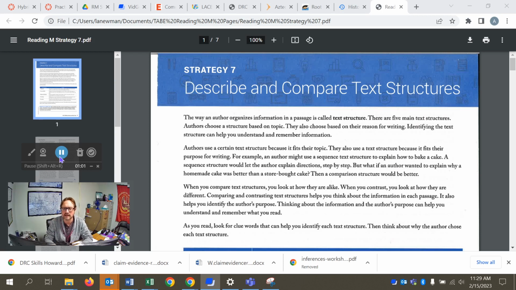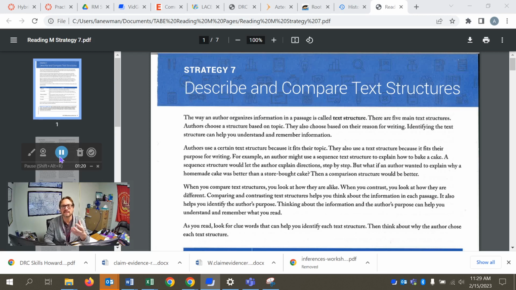The way an author organizes information in a passage is called text structure. There are five main text structures. Authors use a structure based on topic. They also choose based on their reason for writing. Identifying the text structure can help you understand and remember information.